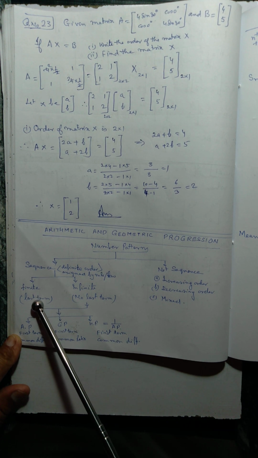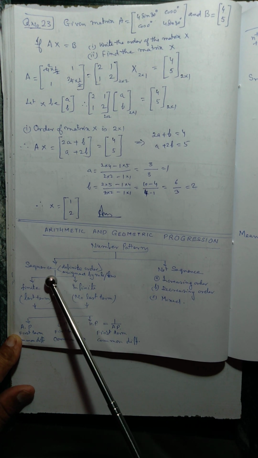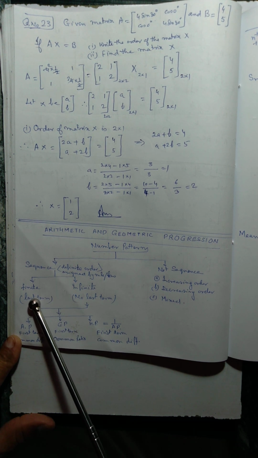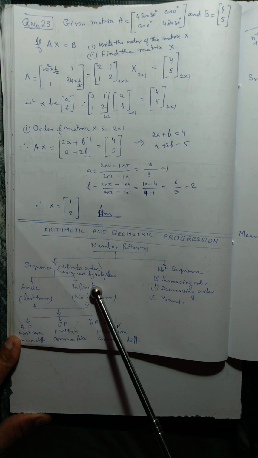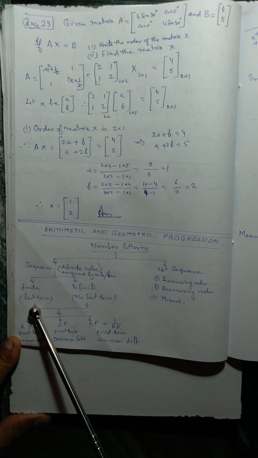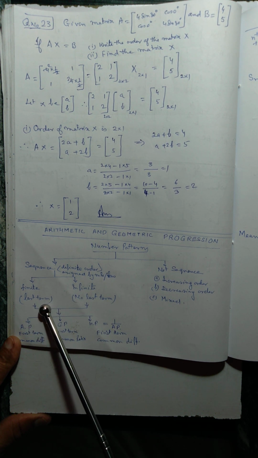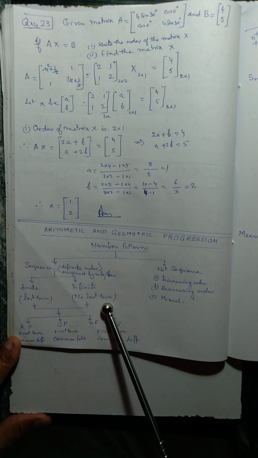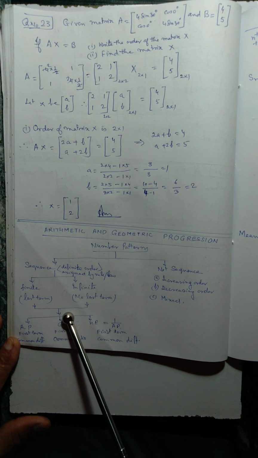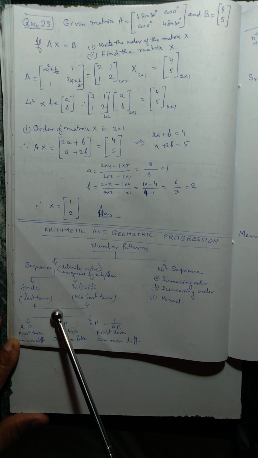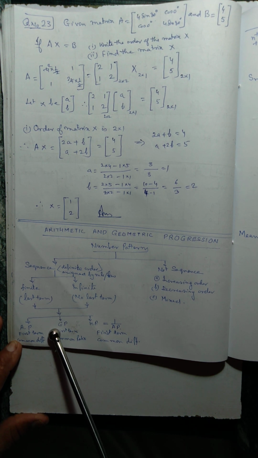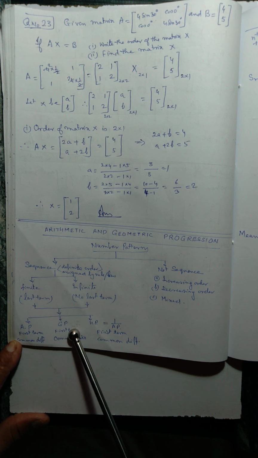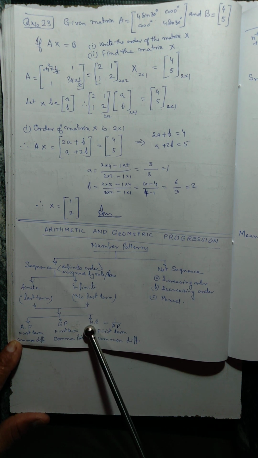Further, the sequence can be divided into two parts, that is finite sequence and infinite sequence. A finite sequence has a last term, whereas an infinite sequence has no last term. And this type of sequence can further be divided into arithmetic progression, geometric progression, and harmonic progression.